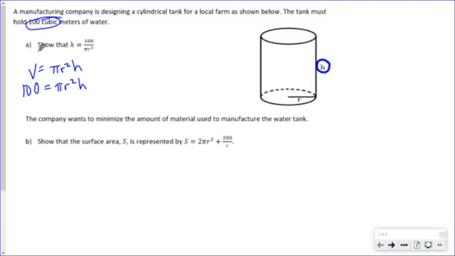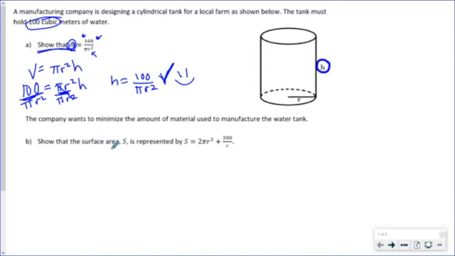Now it says show that h equals this, whatever this is. So confusing, right? No, watch this. All they're saying is get h by itself. Move these over here. Oh, algebra 1. I'm going to divide by pi r squared. So what do I get? That was just one step. I get h equals 100 over pi r squared. Step 1, done. Check mark.